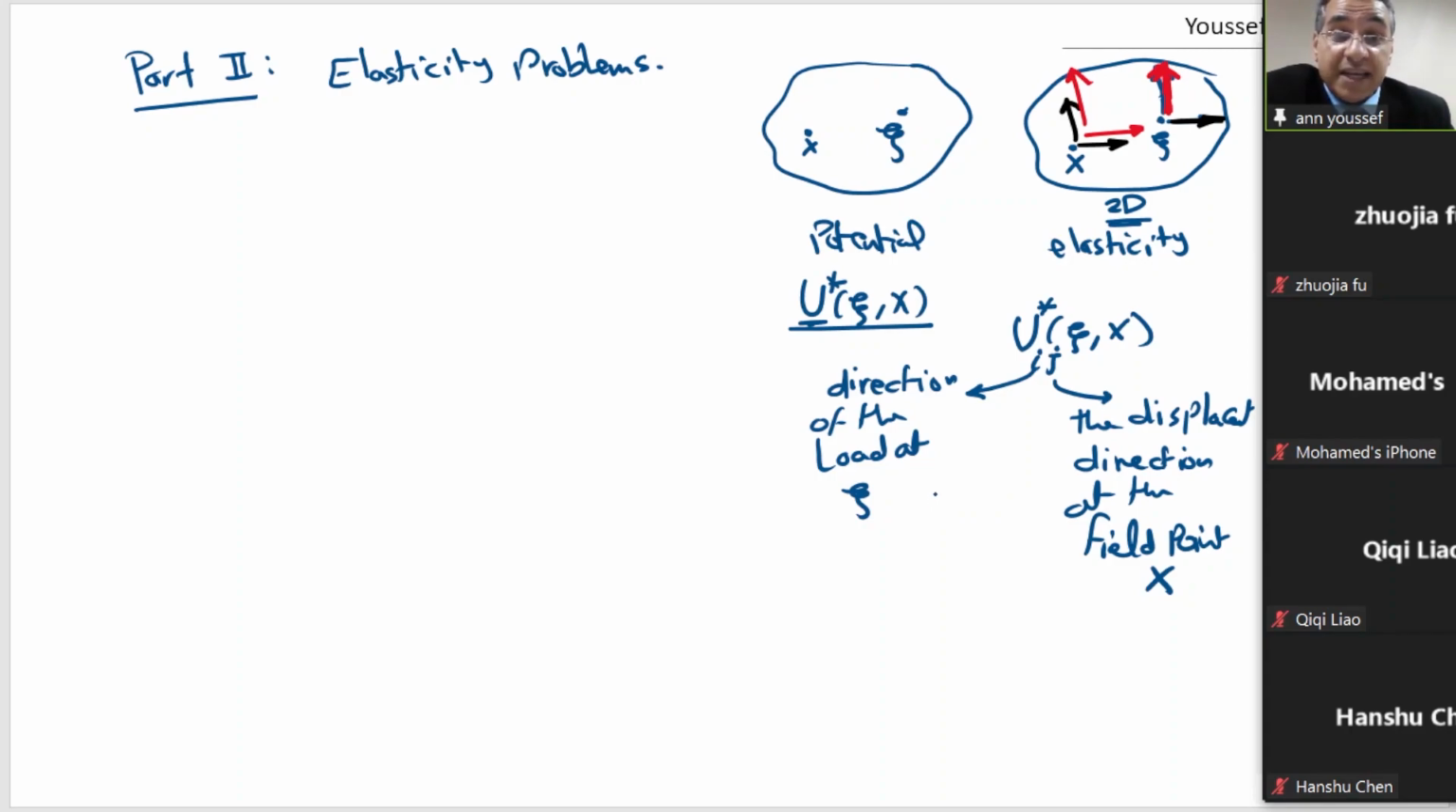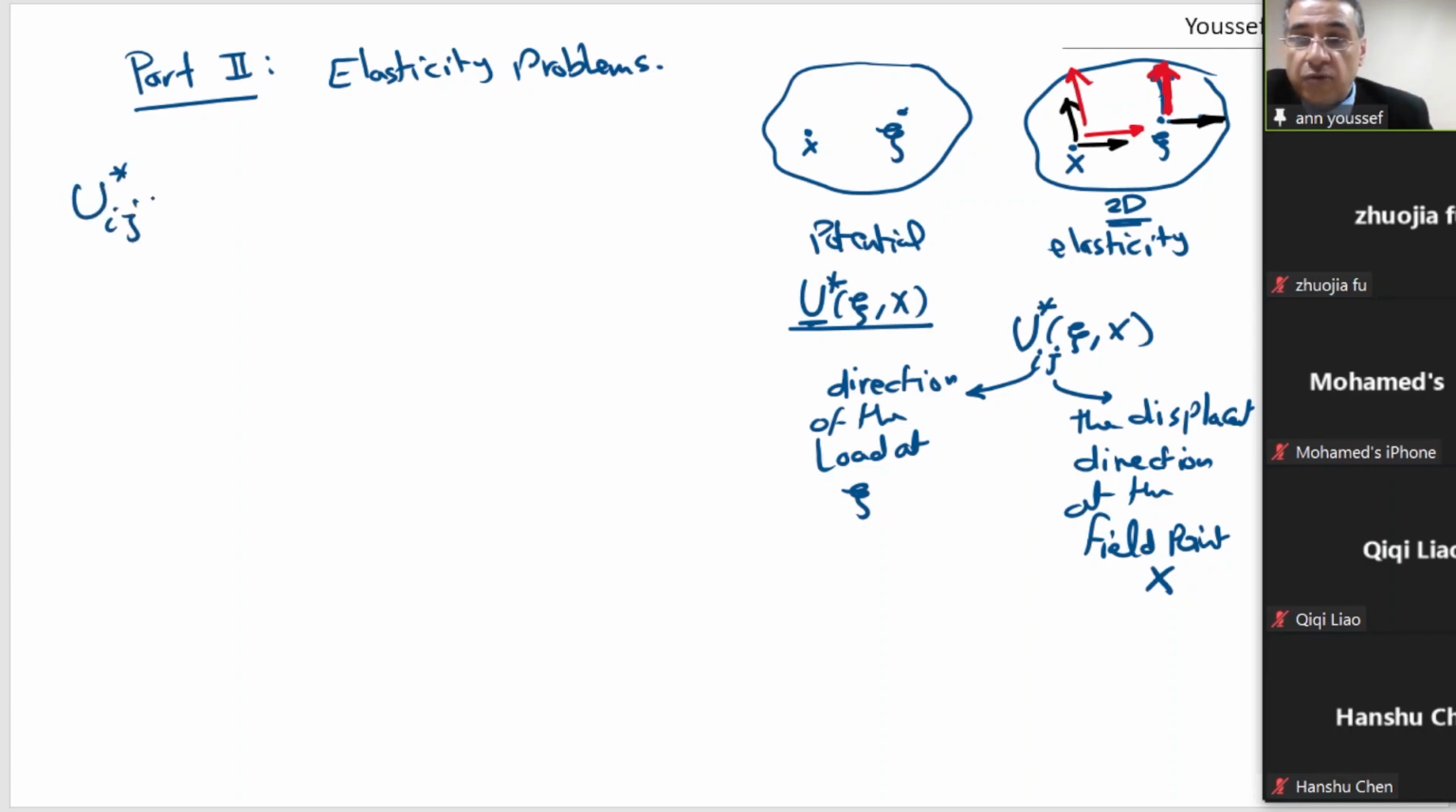And you have to bear in mind that if you open a paper, you may find an alternative description of these two indices. This is very common in boundary elements. So when you read a paper, you have to know the author's notation. This author notation means the first index is the direction of the load point, or the direction of the displacement at a field point.